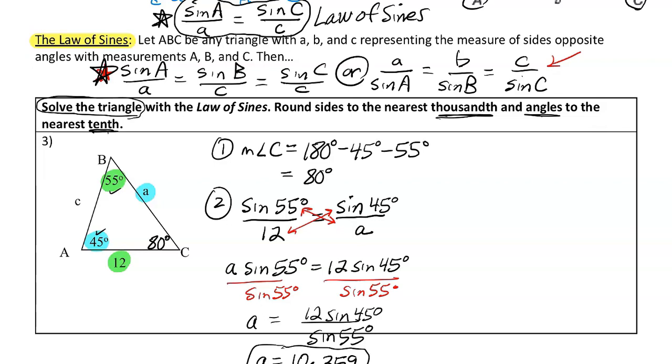10.359, and it's a side length. We're not told what the units are, so that's just 10.359 units. So let's write that in here, 10.359, and that's side length A.